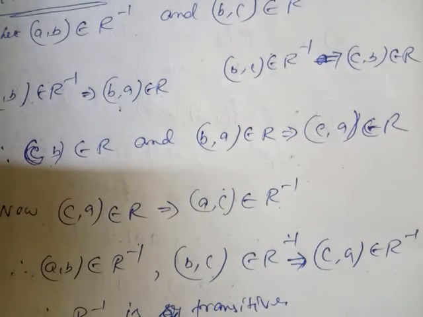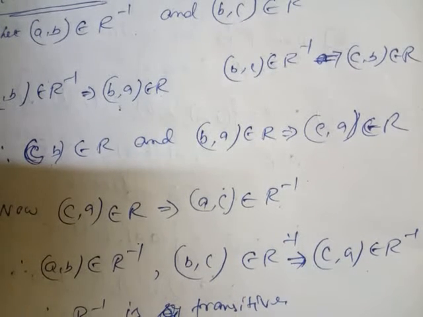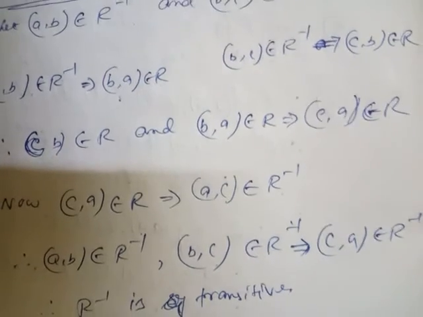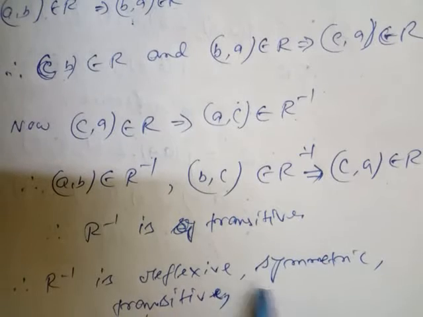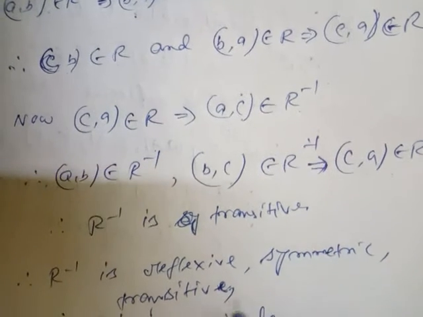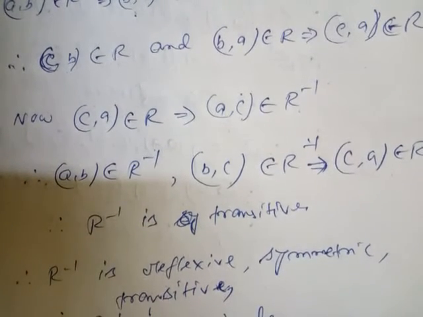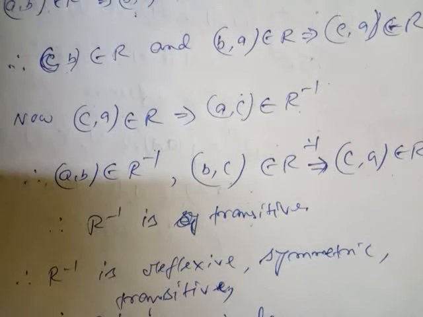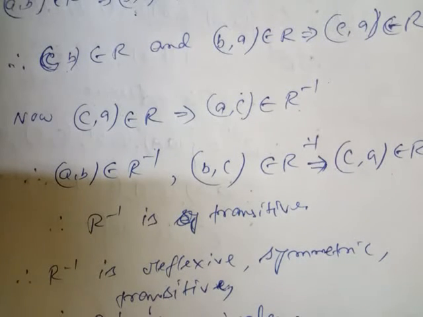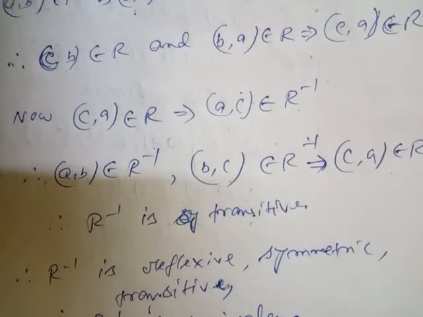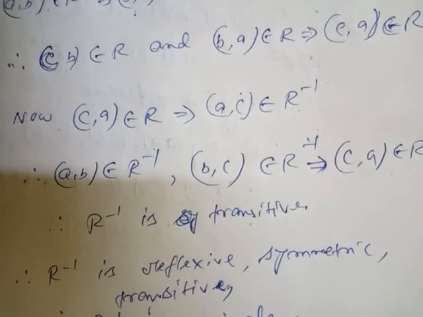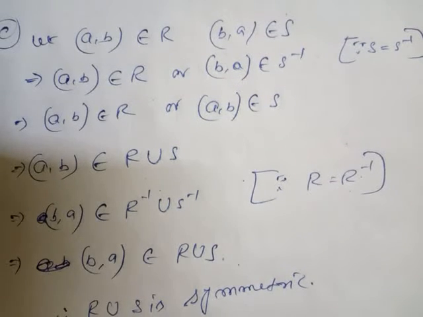Now R inverse is reflexive, symmetric, transitive, which means we can say that the last line, look here now, R inverse is the equivalence relation, and the given statement is also true in case of 9b.